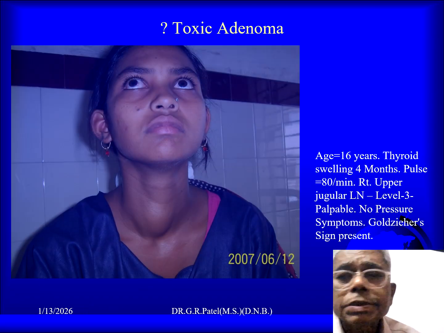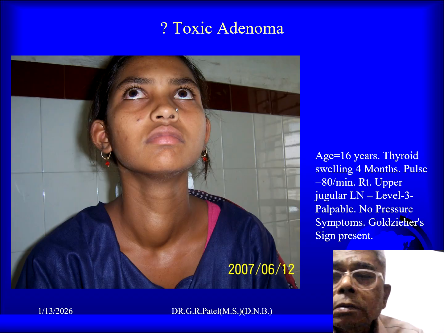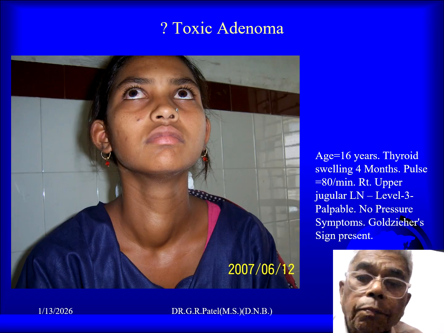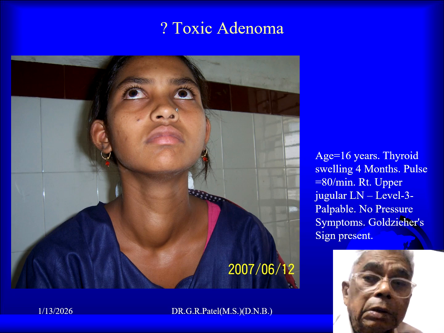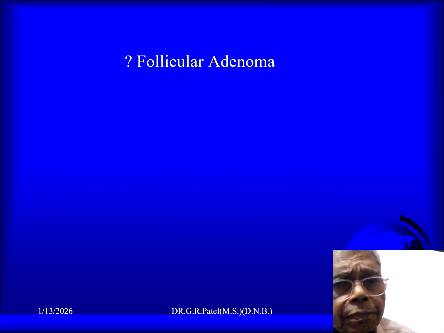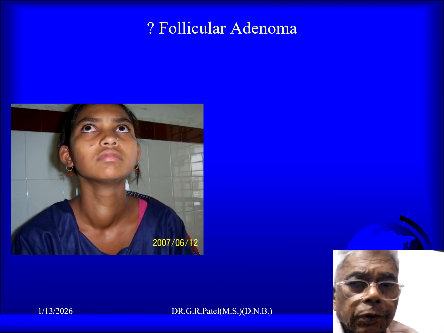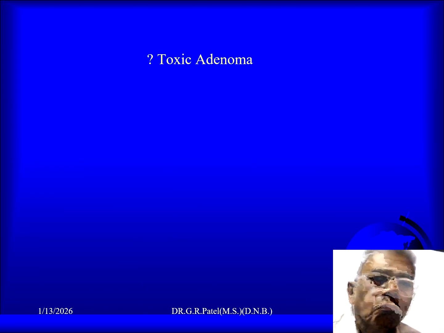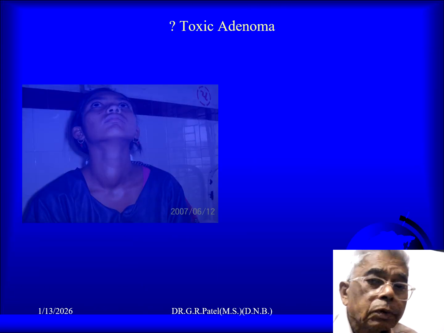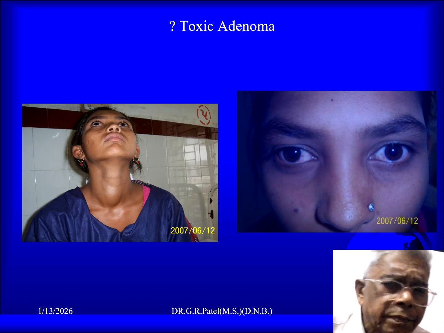This is a young girl, 16 years age, thyroid swelling 4 months, pulse 80 per minute, right upper jugular lymph node, level 3 palpable, no pressure symptoms, Gould's sign present. Query follicular adenoma, this patient. Gould's signs obvious, toxic adenoma in this patient.